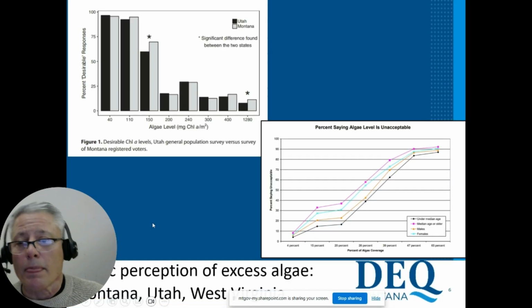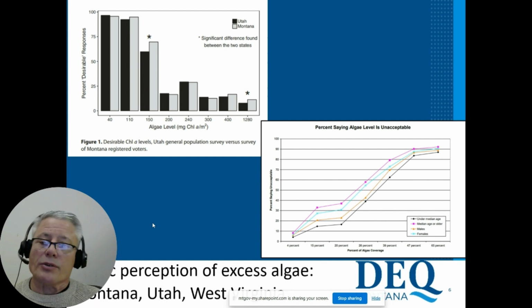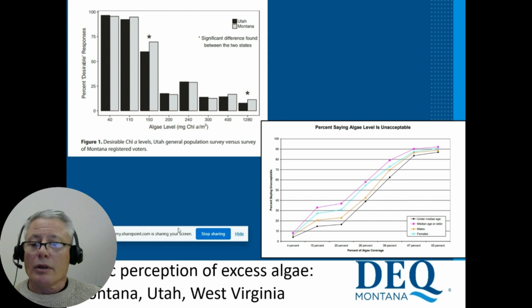You can also consider public perception surveys of what the public wants to see in their rivers and streams. For example, we in Montana and also folks in Utah have carried out surveys of the general public as well as the recreating public on rivers and streams and found that levels of 150 milligrams per square meter are generally acceptable for recreation, but levels above that are clearly not. Similarly, in West Virginia, once you get up to around 25 or so percent algae cover, the proportion of the population that would not like to see that goes up very strongly. And so that's kind of a shift point from their work as well.